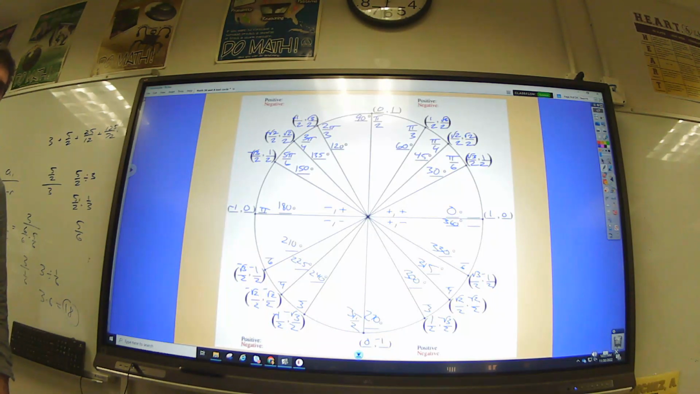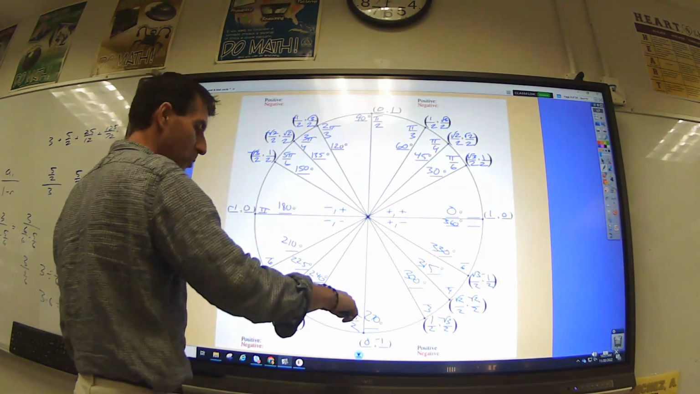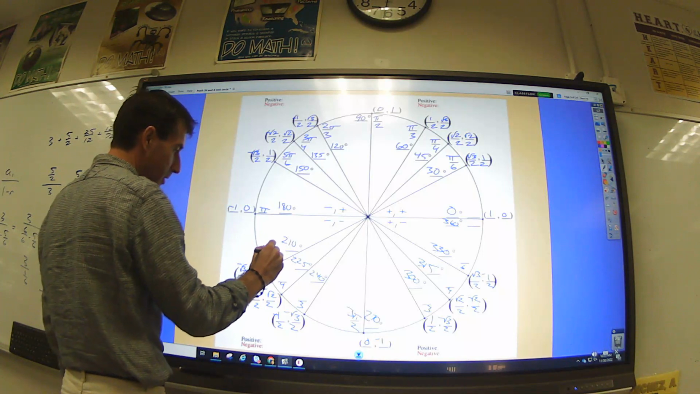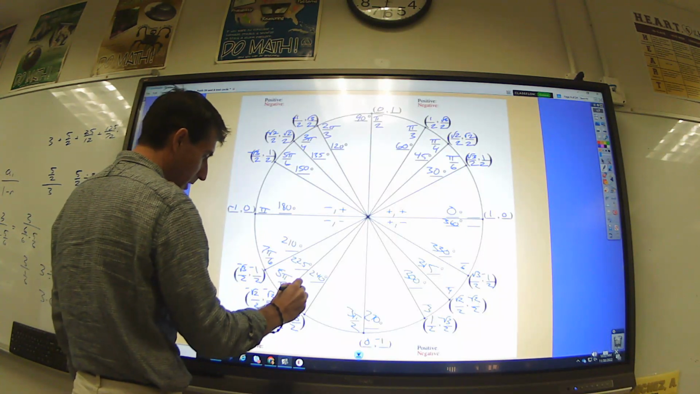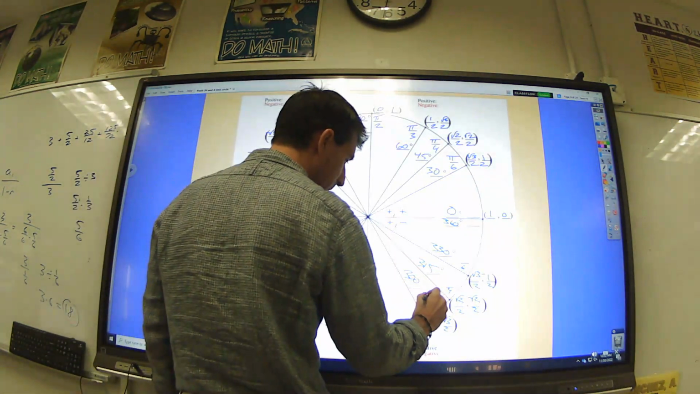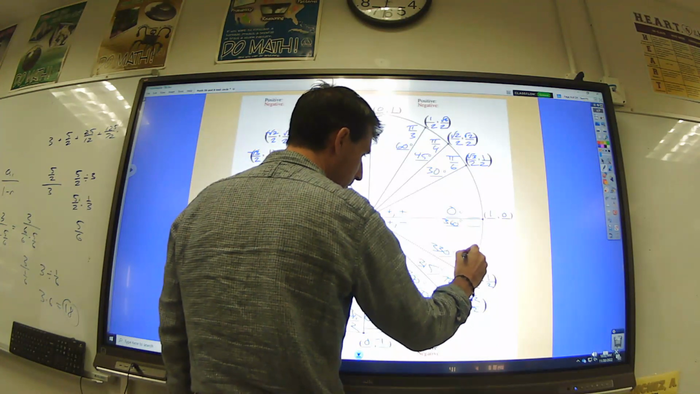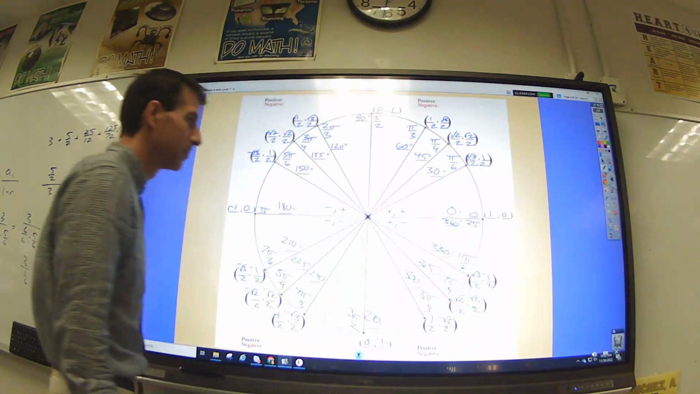This is 1 pi over 2, 2 pi over 2, 3 pi over 2. Add 1: 7 pi, 5 pi, and 4 pi. How many days a week do I go to 7-Eleven? 5 days. What's this? 2 pi and 0.